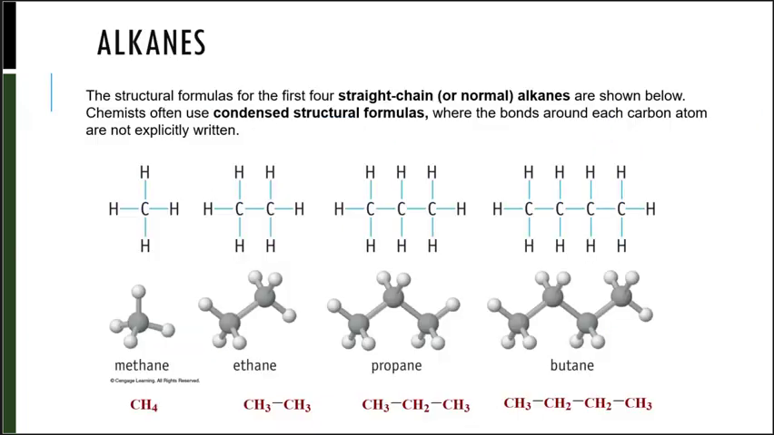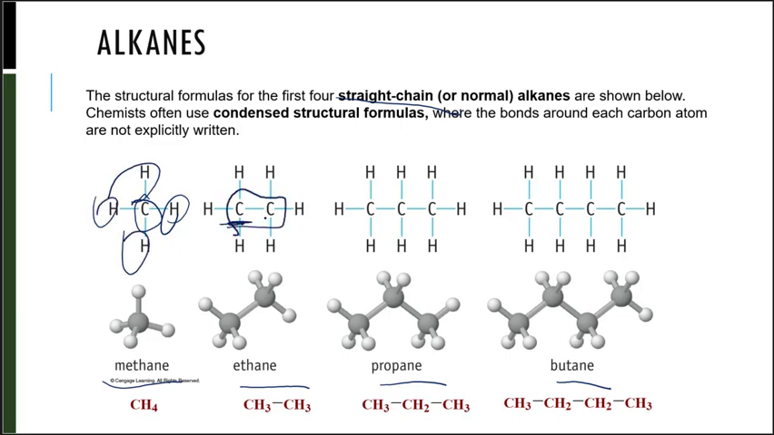Here we have several different ways of representing methane, ethane, propane, and butane. Here's our straight chain alkanes, where we can just see that there's a carbon and 4 hydrogens around it. Here I have 2 carbons, so meth, eth. They're all single bonds, so it's an ane, ethane. We can also say CH3, CH3.